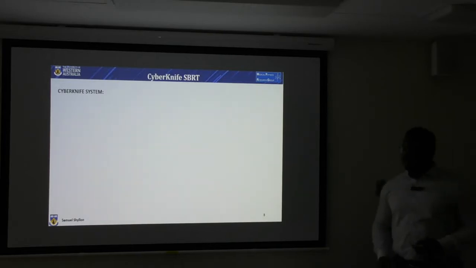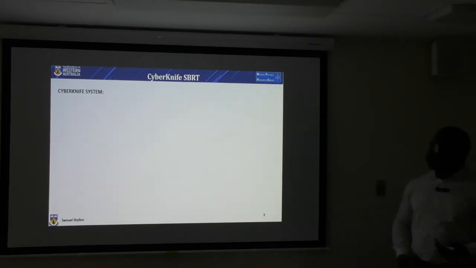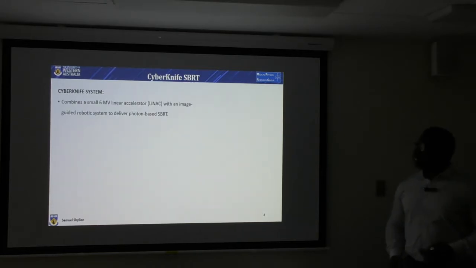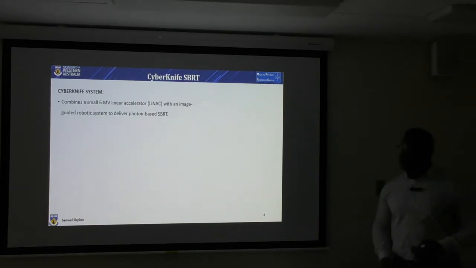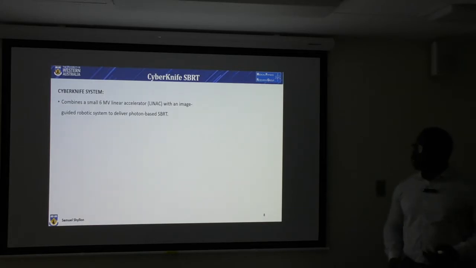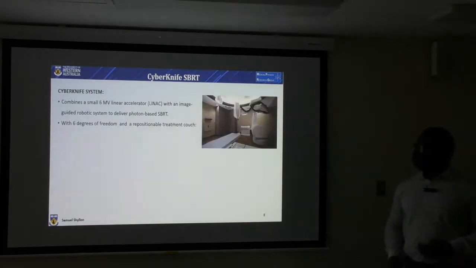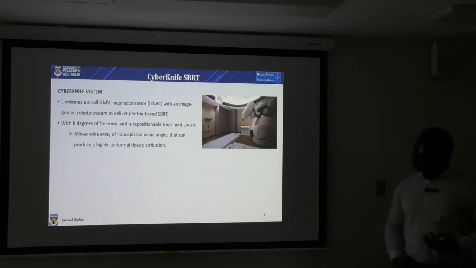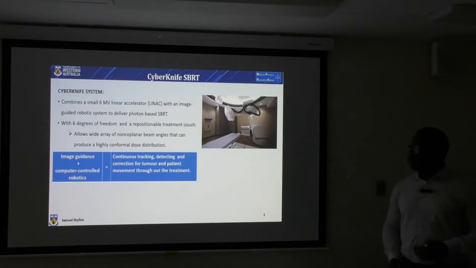And so we have the CyberKnife system, which represents one of the ways to implement SBRT. It combines a small 6 megavolt linear accelerator with an image-guided robotic system to deliver photon-based SBRT. It has 6 degrees of freedom and a repositionable treatment couch. This allows a wide array of non-coplanar beam angles that can produce a highly conformal dose distribution.